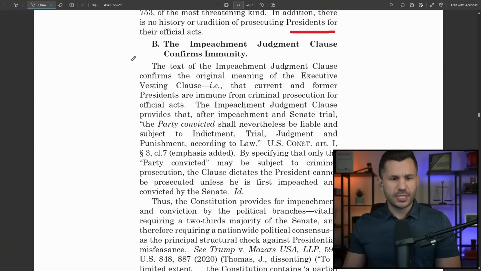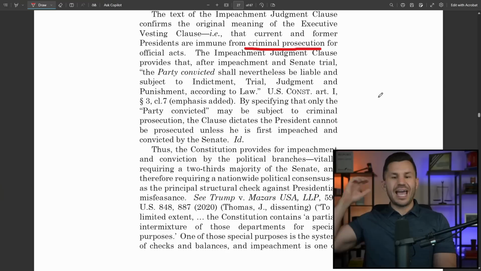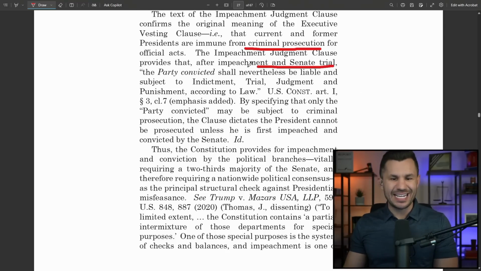And now they transition in subsection B. They talk about the Impeachment Judgment Clause, a very important part of the Constitution. They say the text of the Impeachment Judgment Clause confirms the original meaning of the vesting clause, that current and former presidents are immune from criminal prosecution for official acts. The Impeachment Judgment Clause provides that after impeachment and a Senate trial, the party convicted shall nevertheless be liable and subject to indictment, trial, and judgment.